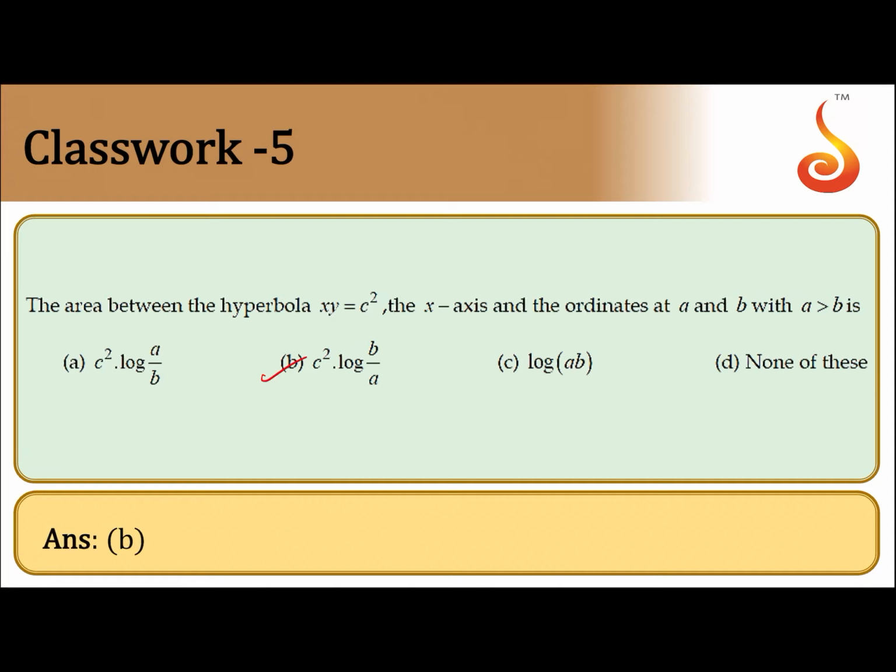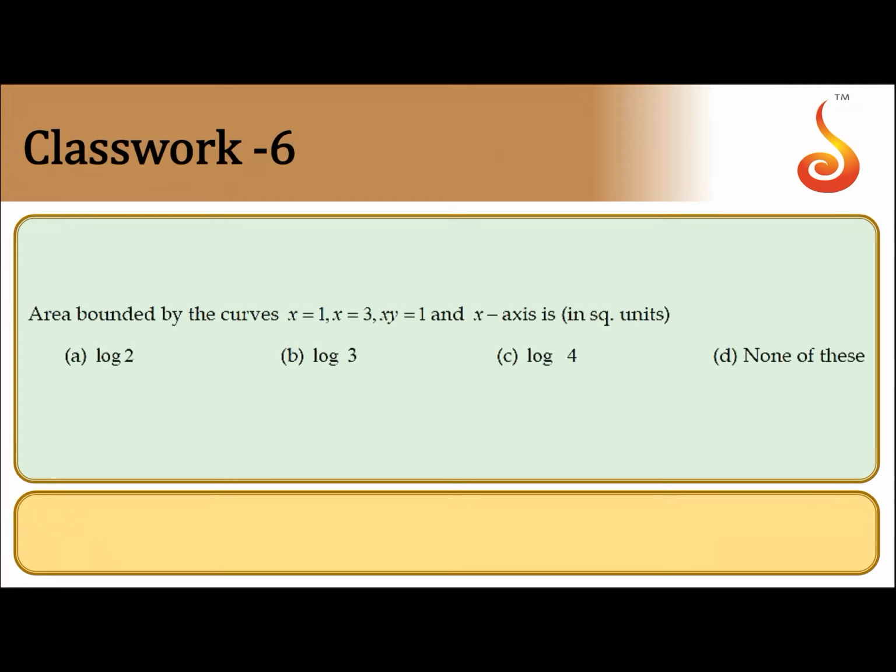Okay. Now coming to the next one. Area bounded by the curve x equals 1, x equals 3, xy equals 1, and the x-axis, similar to the previous one. So xy equals 1, x equals 1 to x equals 3, and the x-axis. And therefore, this is actually the hyperbola. You get it like this, x equals 1 to x equals 3.